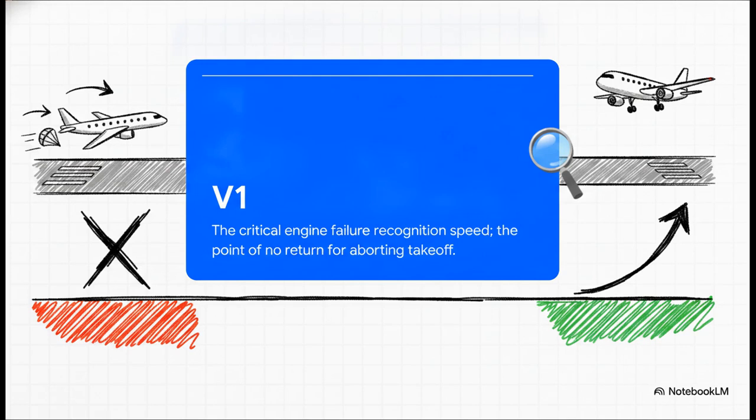And that leads us to V1. V1 is that exact split-second speed where this mathematical balance happens. It is literally the point of no return. If an engine fails even a split second before reaching V1 speed, the pilot must aggressively hit the brakes, use reverse thrust, and abort the takeoff, knowing for a fact they have exactly enough runway left to stop. But if an engine fails a fraction of a second after reaching V1, the pilot has to completely commit to flying. Trying to hit the brakes after V1 pretty much guarantees the plane will run right out of runway.